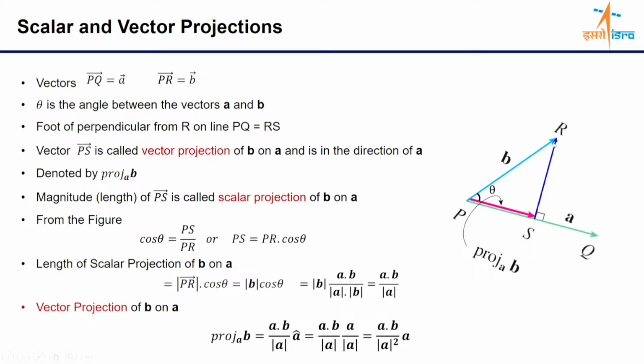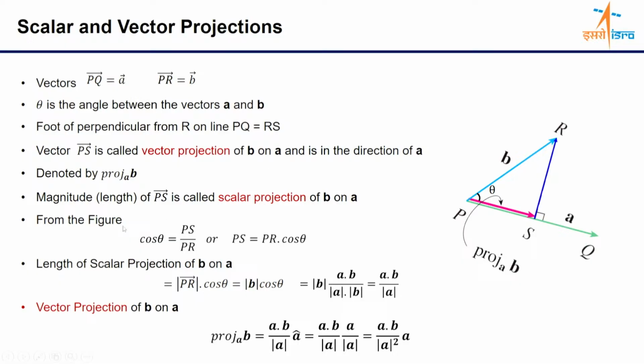If you draw a perpendicular from the head of the B vector onto the A vector, it will intersect somewhere here. So this vector, from the tail of the B vector to the foot of the perpendicular on this particular vector, is called the projection of B on A. This is the notation, meaning B can be projected along the A direction. Let us look at this scalar projection.